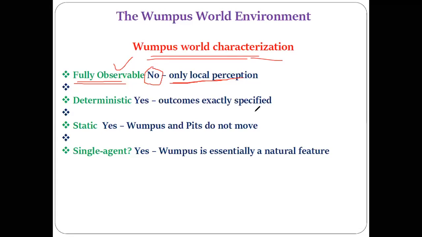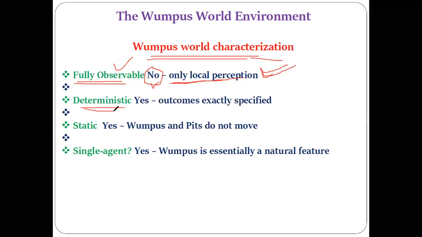Wumpus world environment पूर्ण ऑब्झर्वेबल आहे का? नाही. कसं ऑब्झर्वेबल आहे? Only the local perception. म्हणजे काय? सर जिथं एजंट प्रेझेंट आहे तेवढंच. एजंट ज्या रूम मध्ये आहे, only side by area he can perceive. Understood? For example, he can perceive about the adjacent room. That's why it is considered the local perception. That's why the fully observable property is no. Is it deterministic?